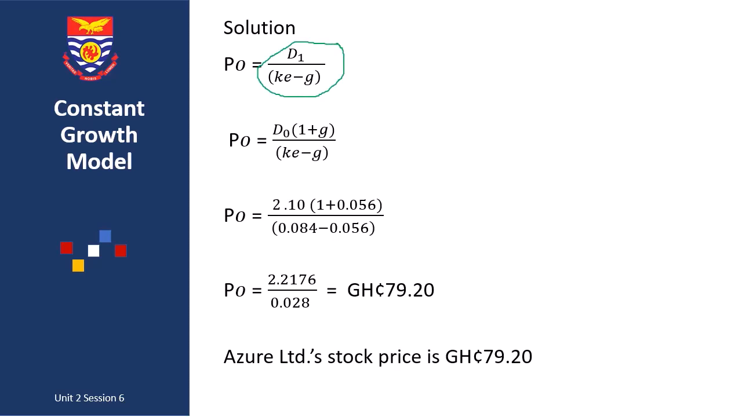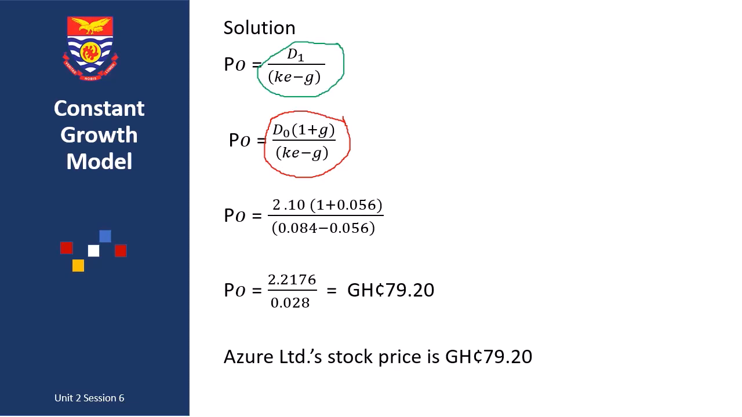So once we know our growth rate, and we know our previous year's dividend, which was given in the question, we can expand the formula to become like this. D0 into bracket 1 plus g is the same as D1. I hope you understand. So the denominator is KE minus g.